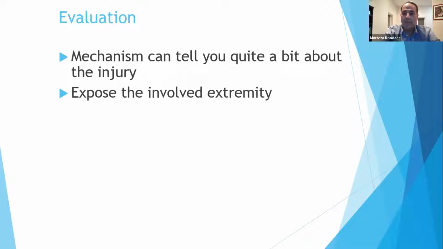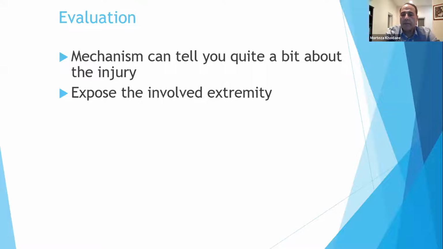Nowadays most people have a camera, and they show you a video of what was happening. Also, if you're covering a football game that is nationally televised or somebody's videotaping, you can go back and see what happened. These are very, very important, at least to know the mechanism of injury.